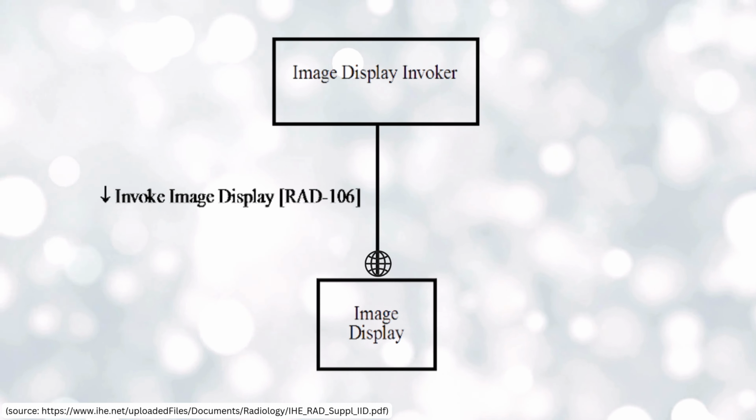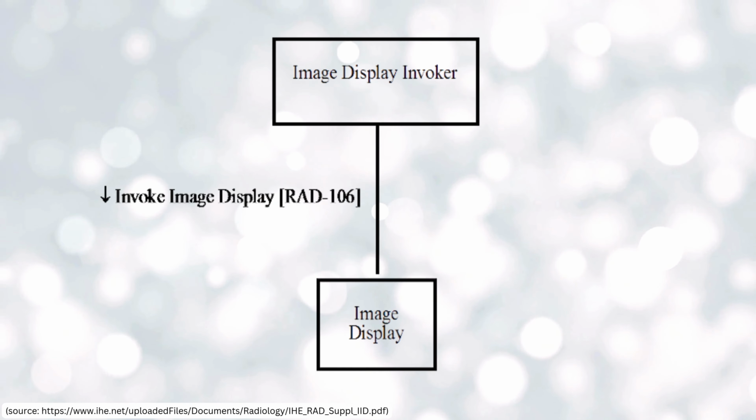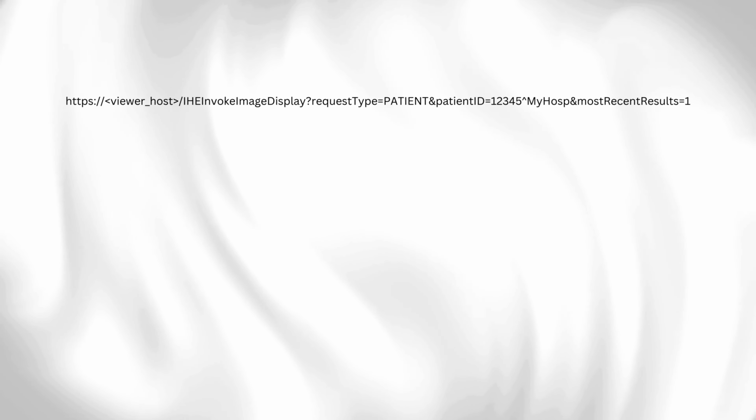The actor transaction diagram is actually pretty straightforward. We have an image display invoker. This could be an EMR, for example. It calls the Invoke Image Display transaction and sends that to an image display, which is responsible for displaying a study.